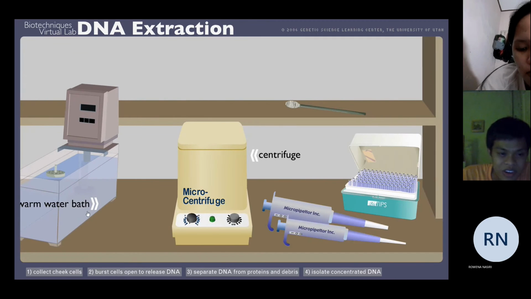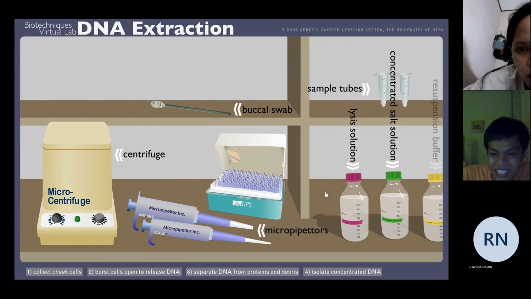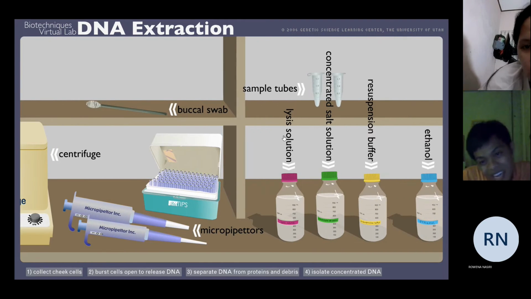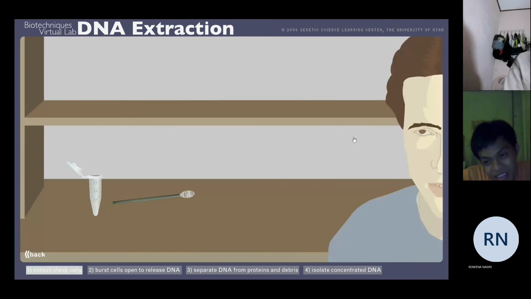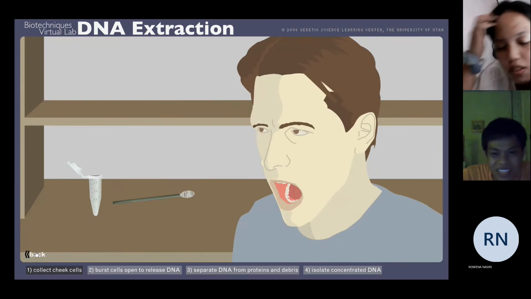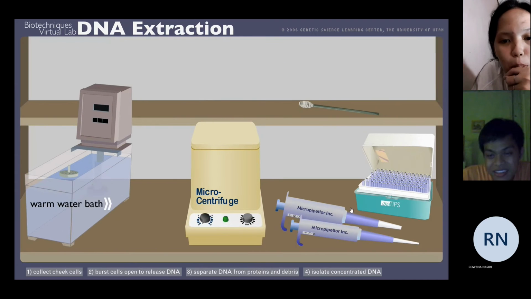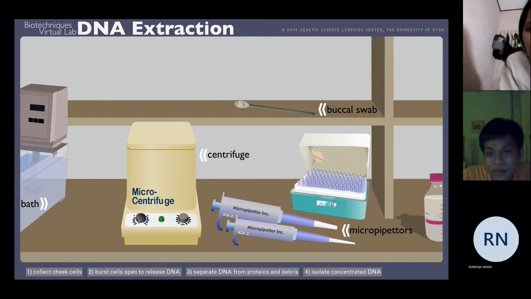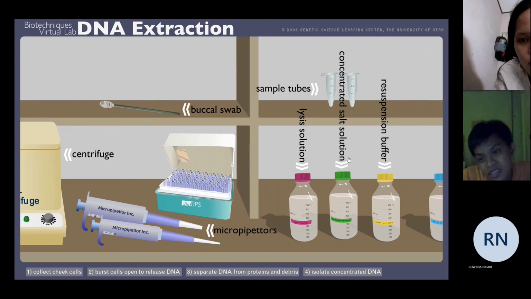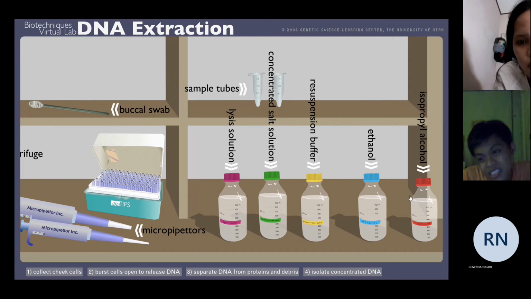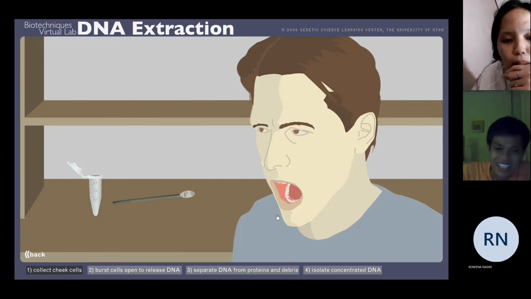So, warm water bath, centrifuge, cheek swab, micropipetters, sample tubes, and ito na, lysis solution, concentrated salt solution, suspension buffer, ethanol, and at saka last is isopropyl alcohol or rubbing alcohol. And ito na.